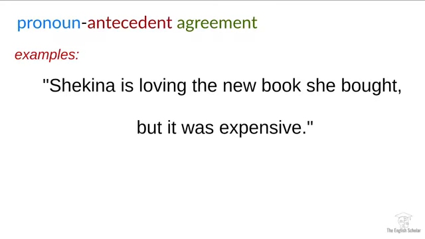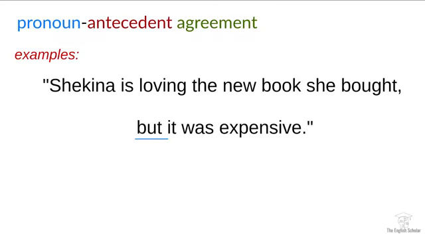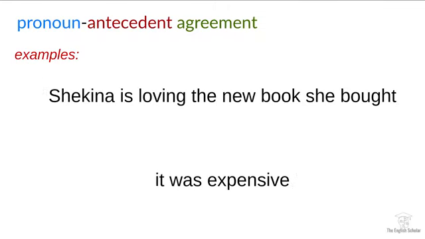Shekina is loving the new book she bought, but it was expensive. This sentence can be made into two, but since it's using the coordinating conjunction but, it becomes one sentence only, a compound sentence. Let's divide it from but. We have Shekina is loving the new book she bought, and it was expensive. If we separate these two, they will still give complete thoughts. Each of them becomes a complete sentence.